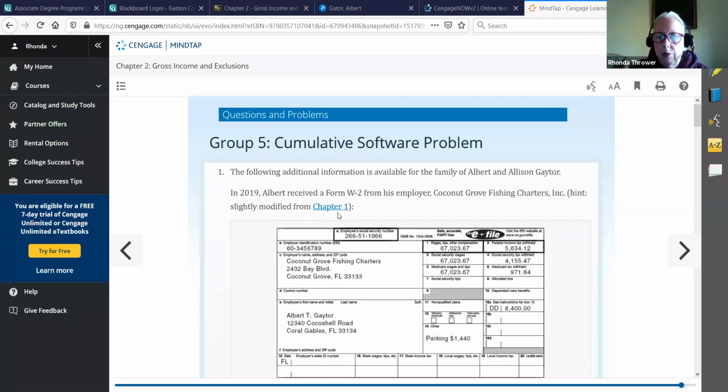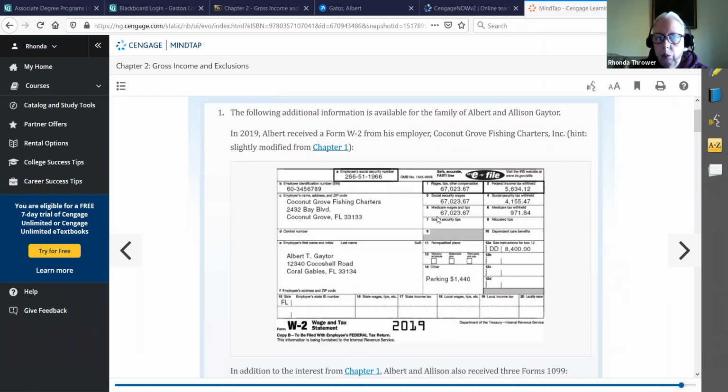Notice this one's been modified from chapter 1. It's basically the same W-2 form, with the exception that they've added this box 12A here for the employer's paid health insurance, or the health insurance that would go to the employee that the employer paid. They're going to tell you in the instructions for this chapter that there is health insurance that's going to be paid for this particular person, Albert Gator.